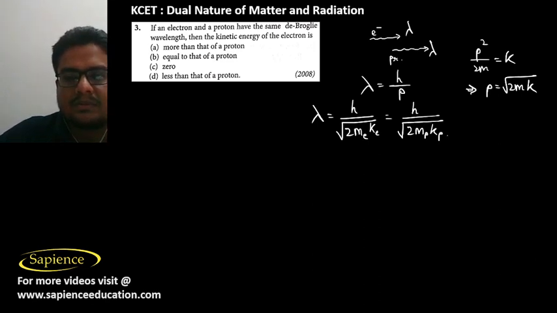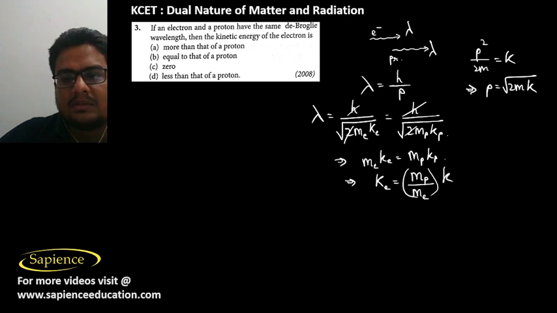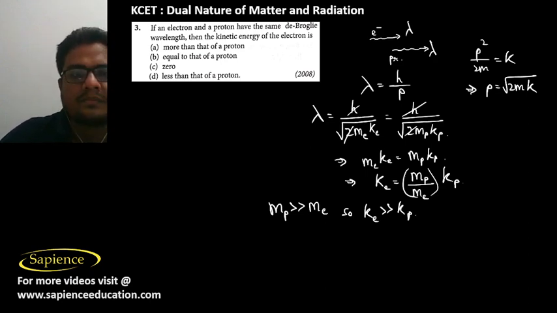Then h and h will cancel out, 2 and 2 also will cancel. Then if we square both sides, we will get me into Ke is equal to mp into Kp. Therefore, the kinetic energy of the electron is equal to mass of the proton by mass of the electron into the kinetic energy of the proton. So now mass of proton is much higher than mass of the electron. So I can say kinetic energy of the electron is much greater than kinetic energy of the proton. So option A is the correct answer.